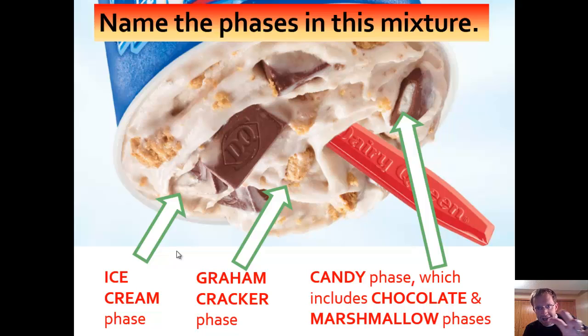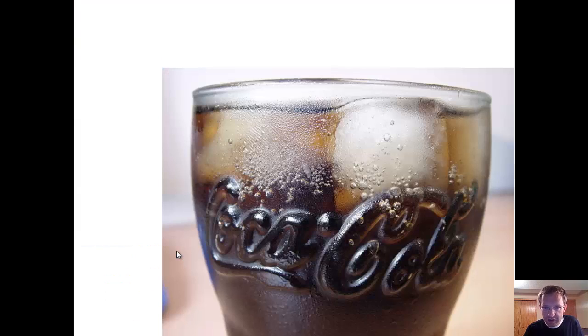Now there's lots of interfaces in there. Wherever chocolate touches ice cream, there's an interface. Wherever ice cream touches graham cracker, there's an interface. Wherever chocolate touches marshmallow, there's an interface. So there's all kinds of them in here. Nothing all that important happening necessarily where those phases are touching, but those would all be classified as interfaces within this mixture.